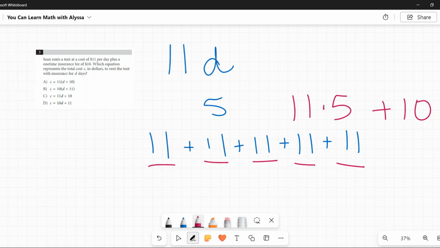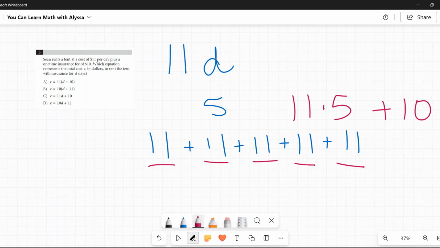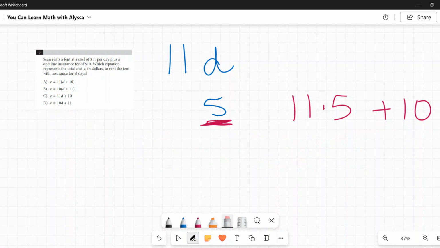But here we're not being asked a specific number of days. We're being asked for a general rule. D days. We don't know how many days it would be, but we want something that will work no matter what we plug in for D. So what did we do here? When it was 5 days, we said 11 times 5, the number of days, and then we added that one-time insurance fee. So what if it was D days? It's the same thing. It would be 11 times D, that number of days, plus 10.